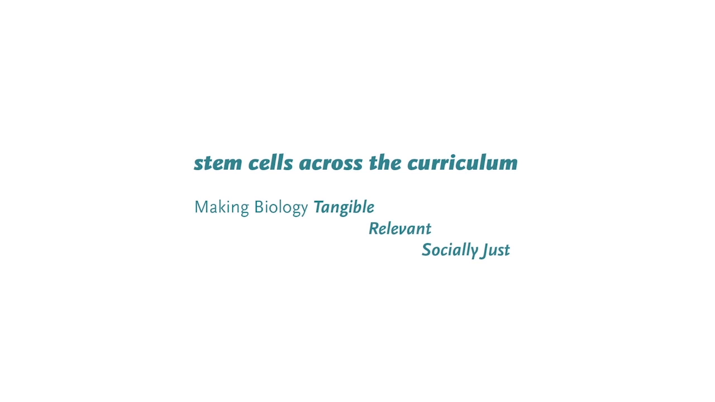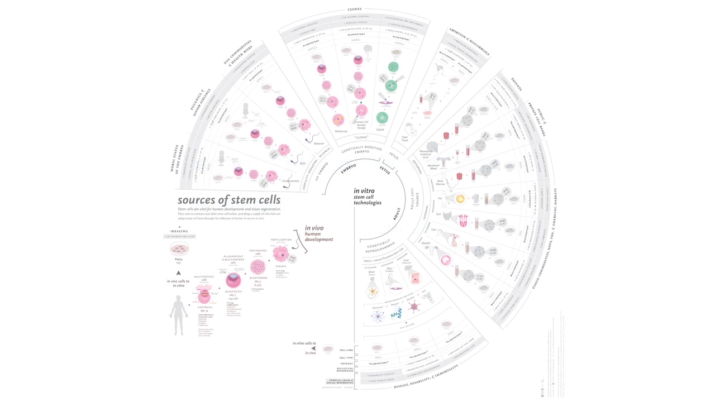Stem Cells Across the Curriculum is a collection of modules and educational tools designed to make stem cell research tangible, relevant, and responsive to social justice. Central to the curriculum is this radial infographic that traces the development of stem cell research and its associated technologies by integrating the biological, ethical, social, and legal dimensions across space and time.